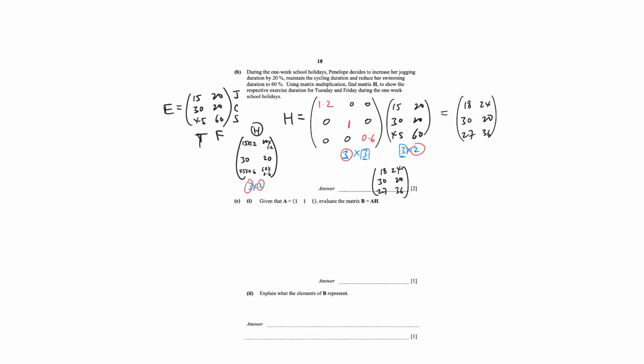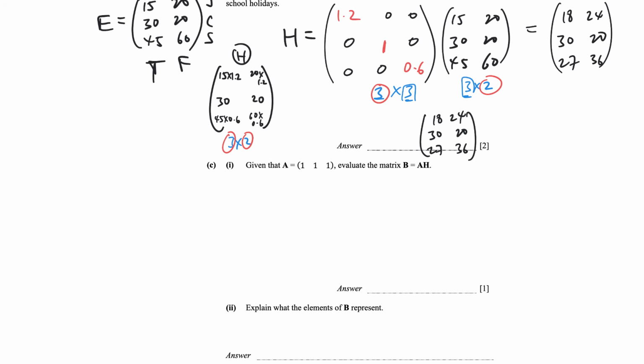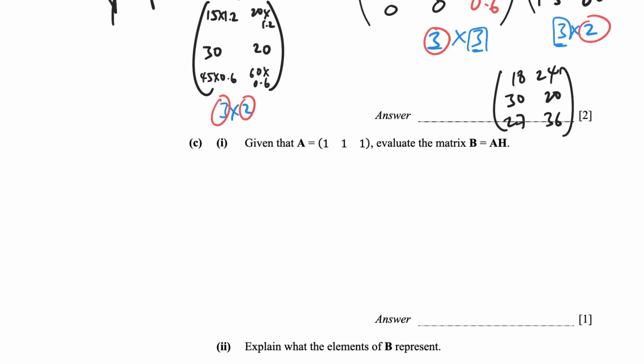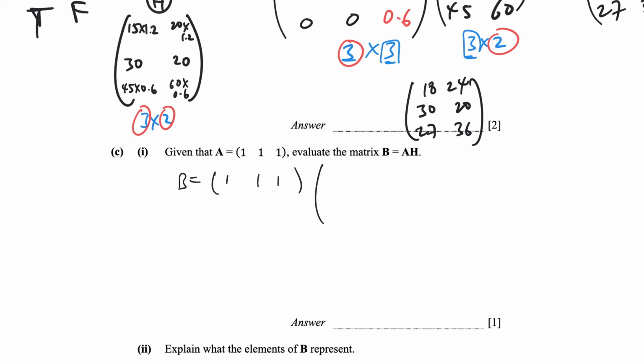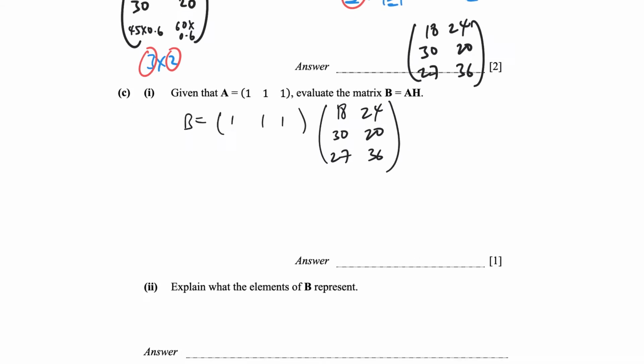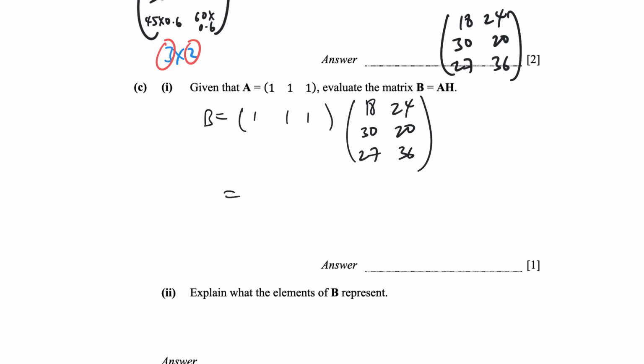Part C. Given that A is this matrix 1, 1, 1, evaluate the matrix B equals AH. So B equals A, which is 1, 1, 1, multiplied by H, which is this. And we just multiply it accordingly. So this is a 1 by 3 matrix. This is a 3 by 2 matrix. So finally, we're going to get a 1 by 2 matrix.